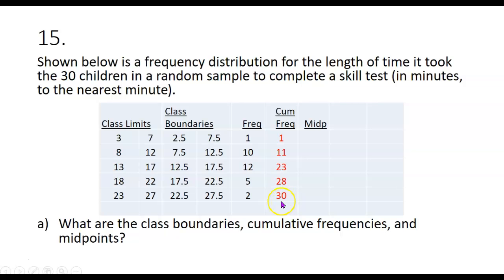And for the midpoints, halfway between 3 and 7 would be 5. Maybe you can just see that, but if you can't, you can add them together and divide by 2. 3 plus 7 is 10, divided by 2 is 5. 8 plus 12 is 20, divided by 2 is 10. So halfway between 8 and 12 would be 10. Then we got 15, 20, and 25. And just like the limits and the boundaries, the midpoints also go up by the same amount each time.